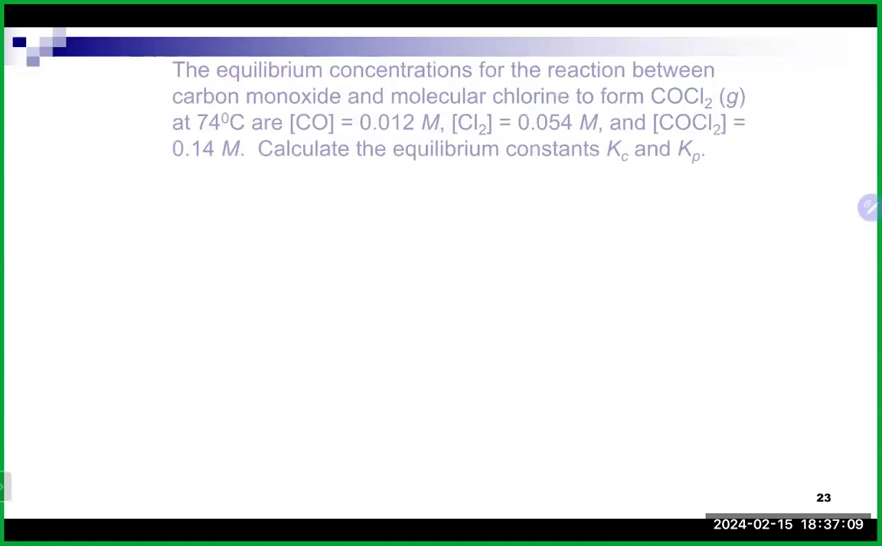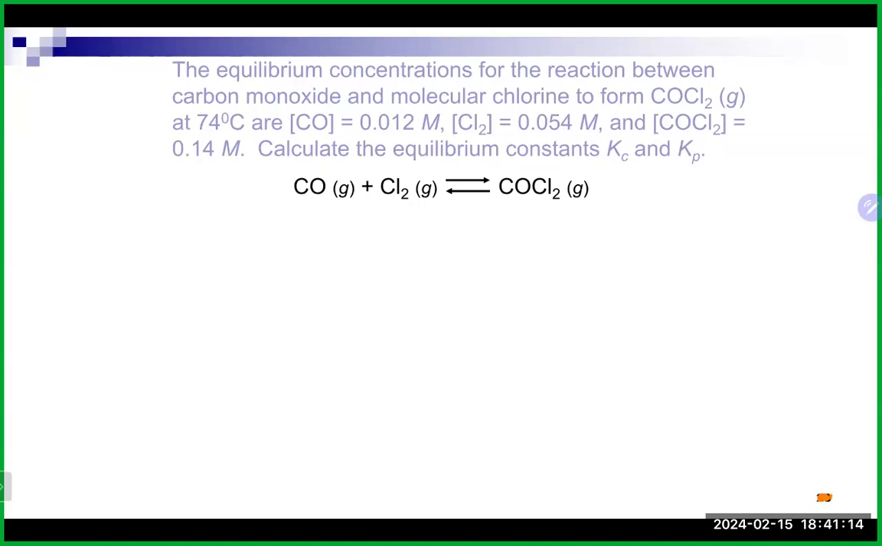All right, that's not bad. So why don't we try one here? Some calculations. The equilibrium concentrations for the reaction that we got here with carbon monoxide and a little chlorine give us concentrations at equilibrium of 0.012, 0.054, and 0.14. Calculate both the Kc and Kp value here for each of these. So take a few moments, grab a calculator, see what you come up with. I'll give it a go.